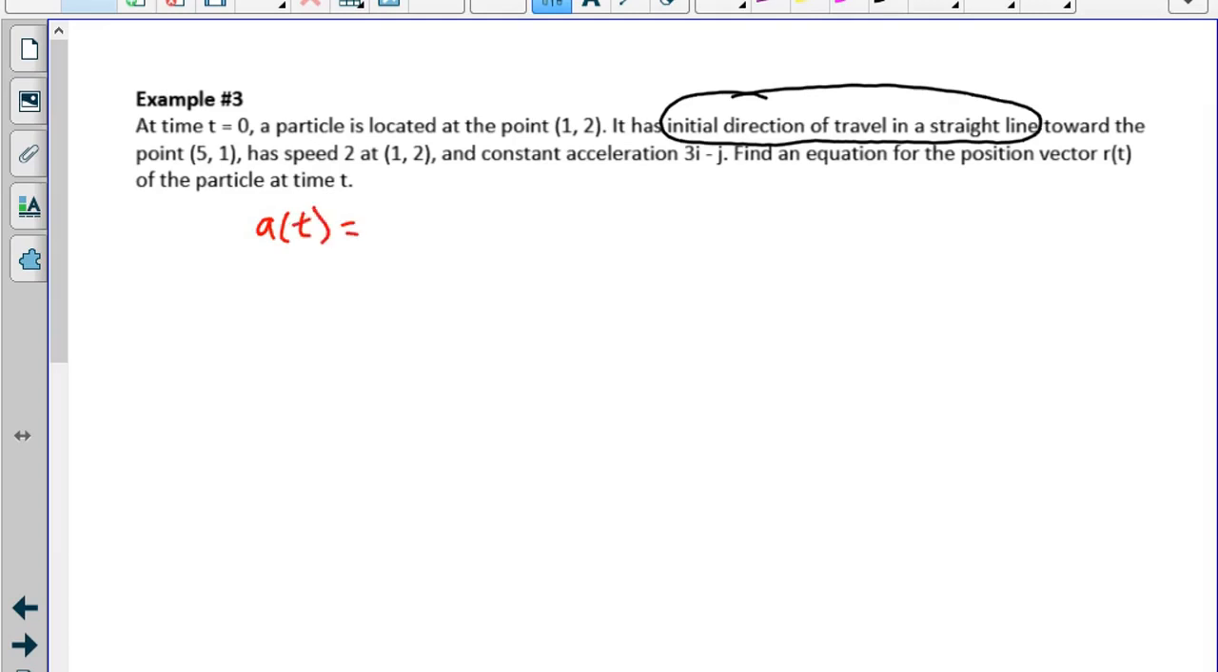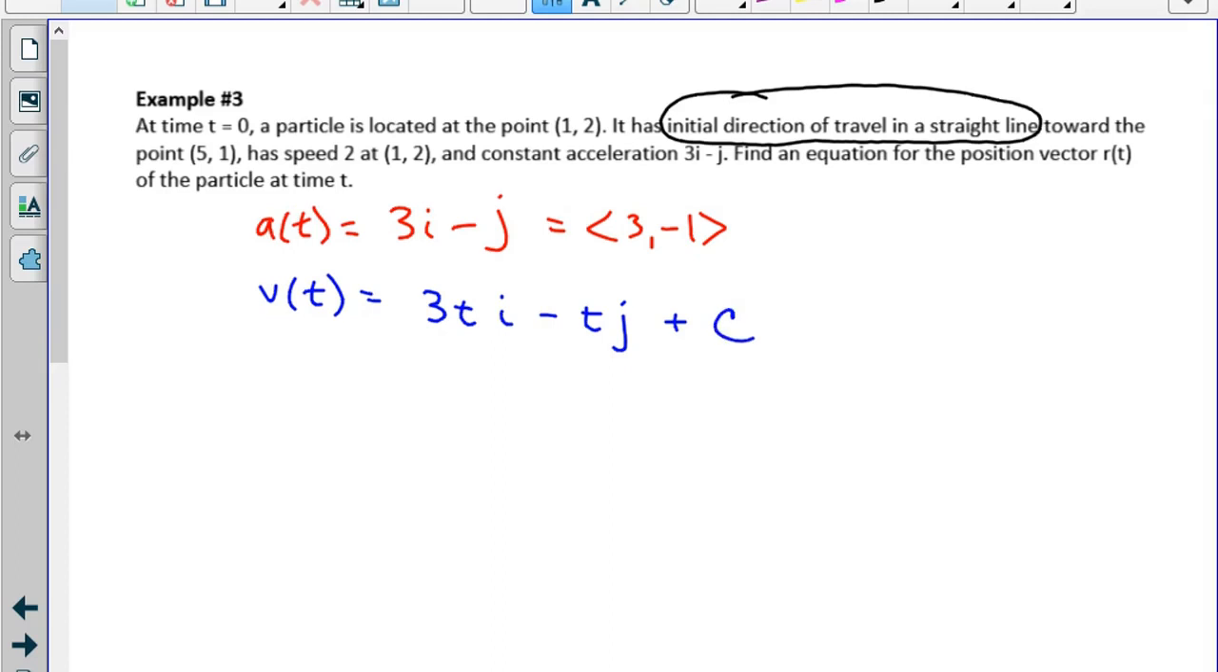So notice that a of t is 3i minus j, or (3, negative 1). If I write the velocity of this, so v of t, that's essentially integrating this. So I end up with 3t i minus t j plus some constant, and that constant has components. So that's something to keep in mind. The constant will have i and j components.